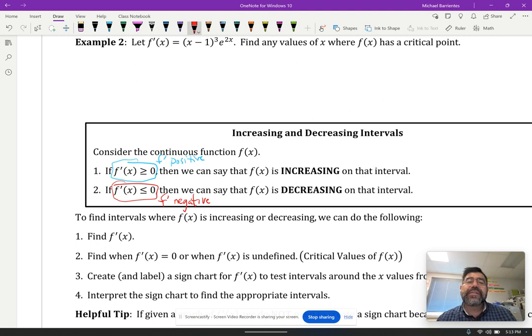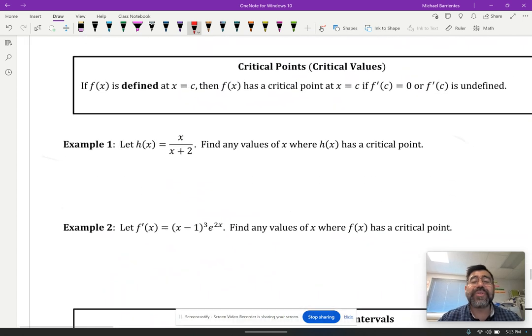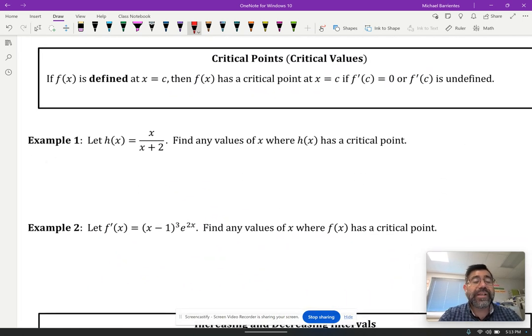But the thing we haven't talked about is how I figure out whether it's positive or negative. Well, we look for points that are critical to us finding that, which would be points where the derivative is equal to 0. And so we're going to talk about critical points in this video and how to find them. And then we'll put those two ideas together to find intervals of increasing and decreasing without a graph.